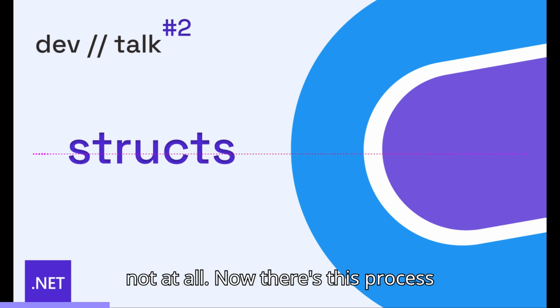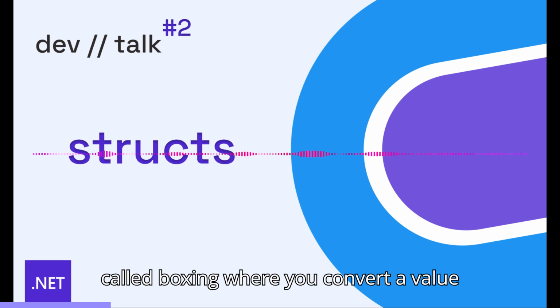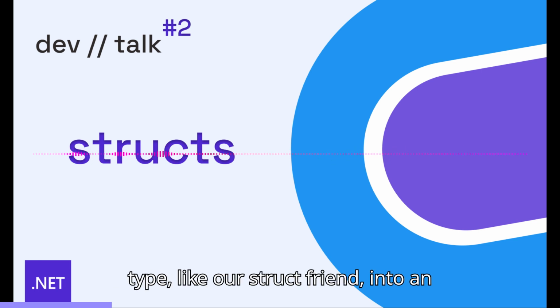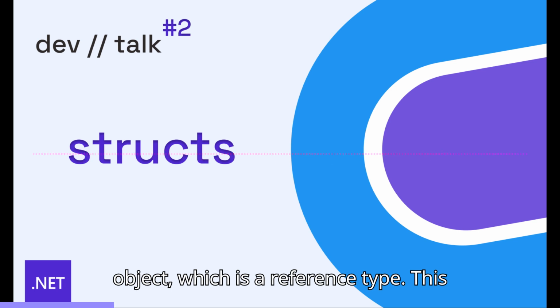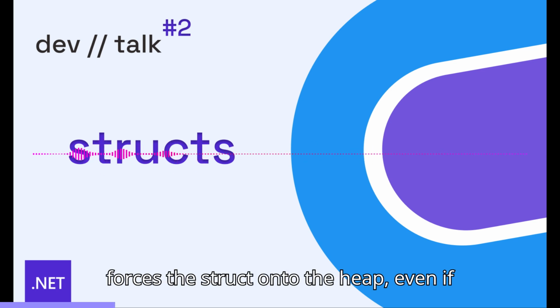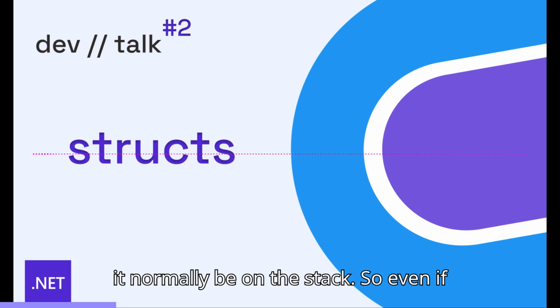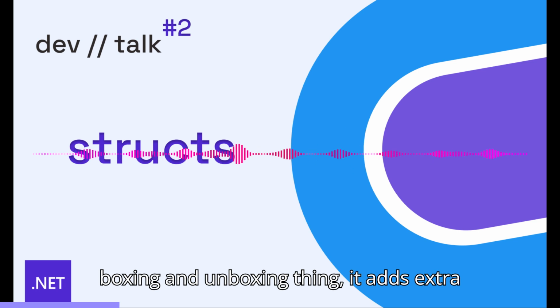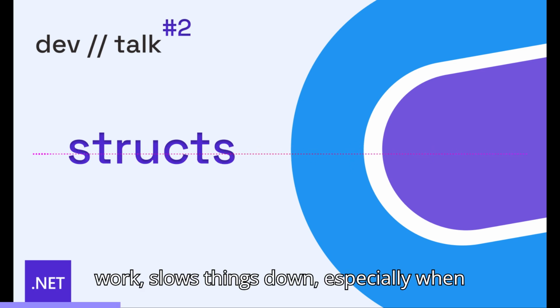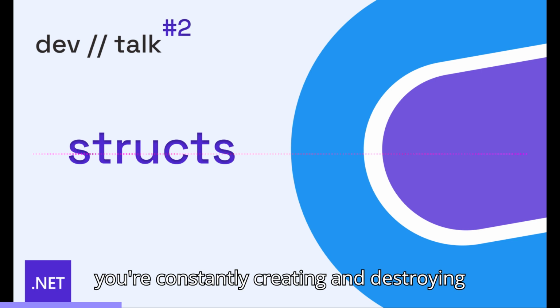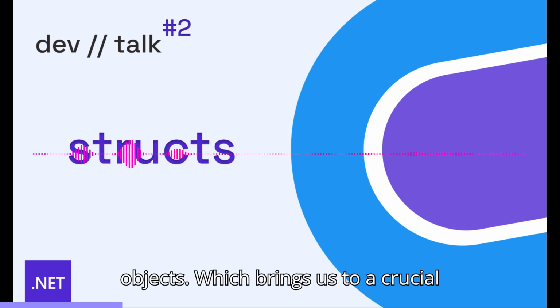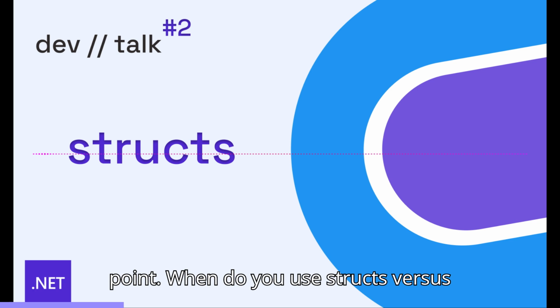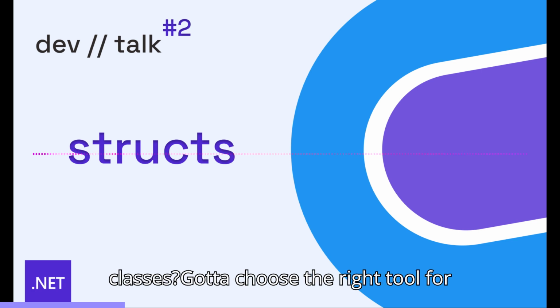No, not at all. Now, there's this process called boxing, where you convert a value type, like our struct friend, into an object, which is a reference type. This forces the struct onto the heap, even if it would normally be on the stack. So even if it's happy on the stack, boxing's like, nope, heap time. Exactly. And this whole boxing and unboxing thing adds extra work, slows things down, especially when you're constantly creating and destroying objects. Which brings us to a crucial point. When to use structs versus classes? Gotta choose the right tool for the job.